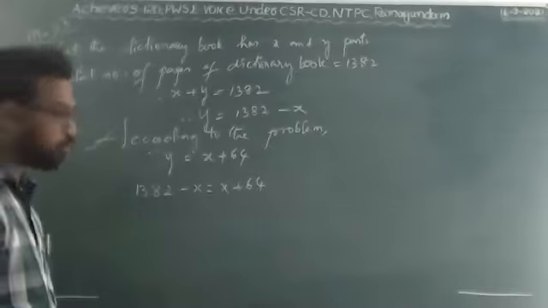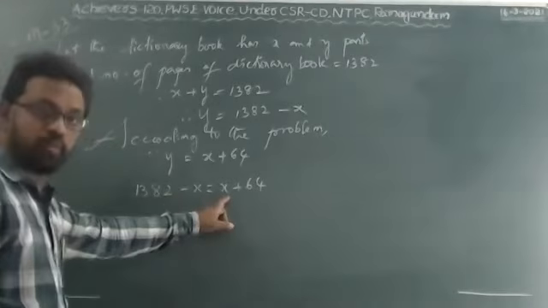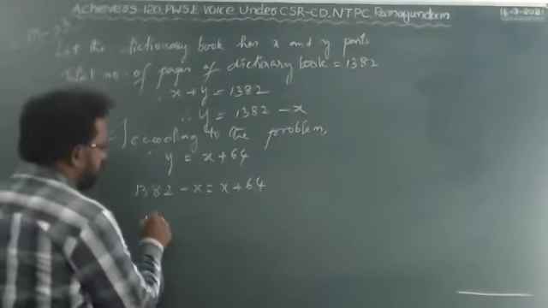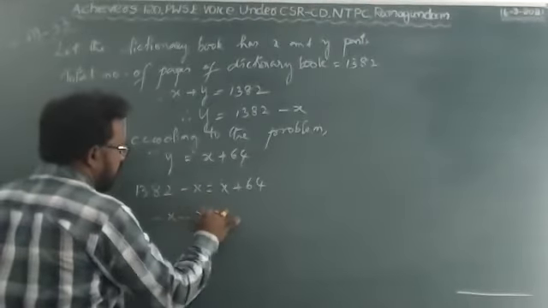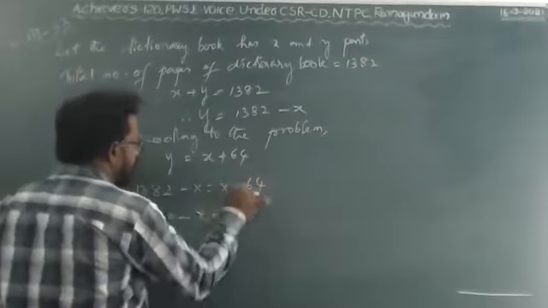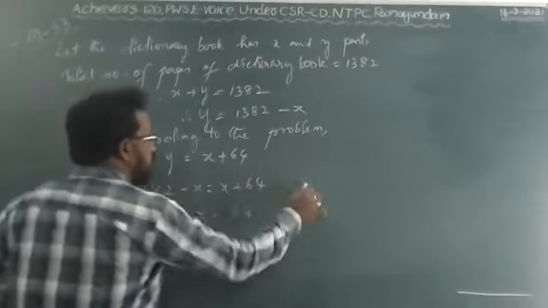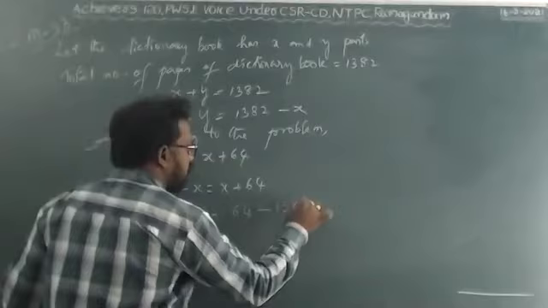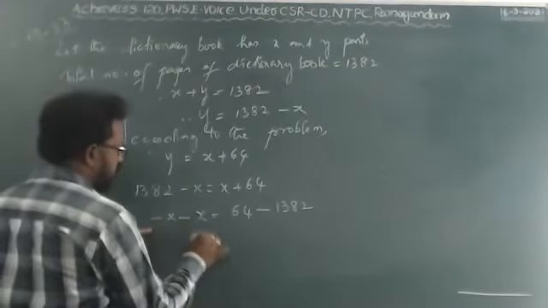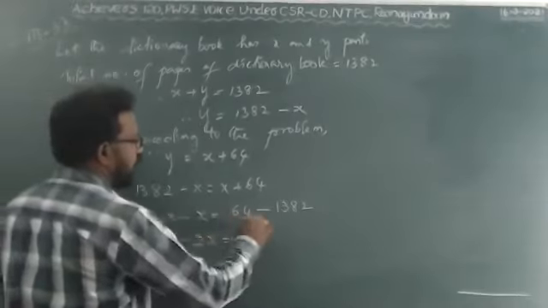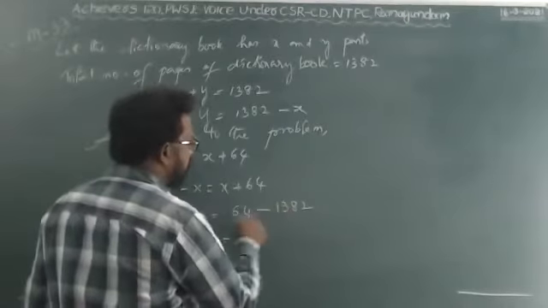Now, this positive x, bring to this side. It becomes negative. And 64, this 1382, send to this side. It becomes 1382 minus 64. 1382 minus x minus x is minus 2x. Now subtract from this.